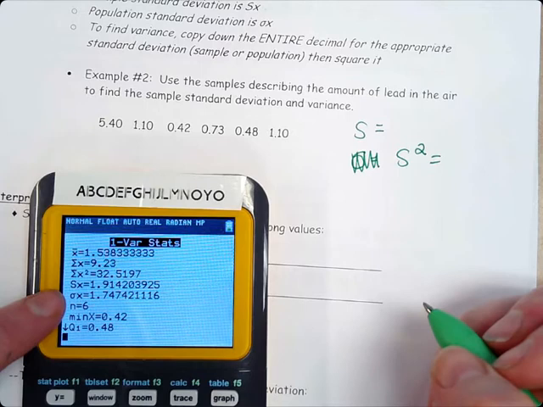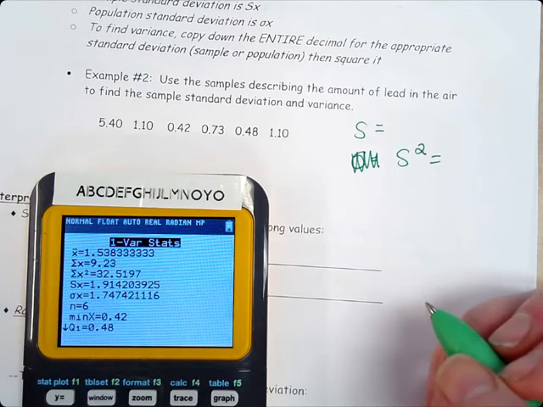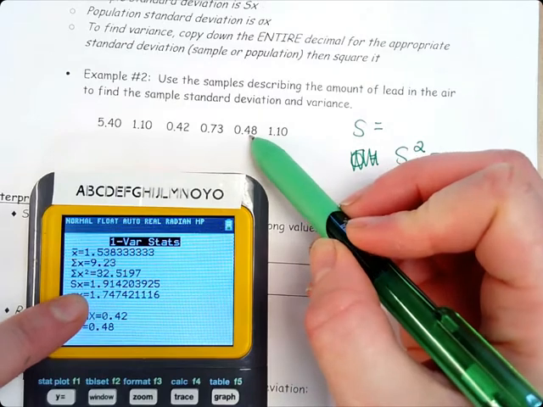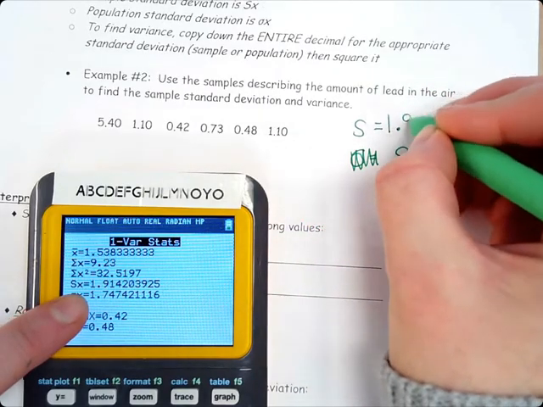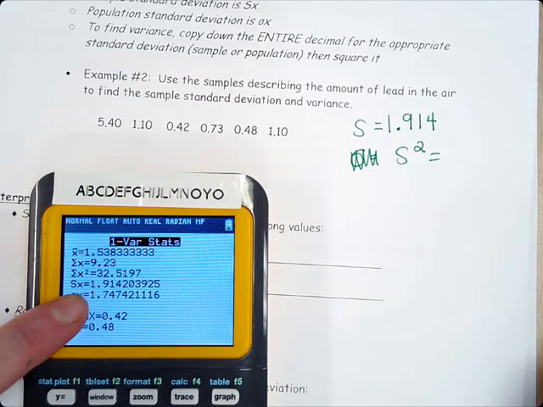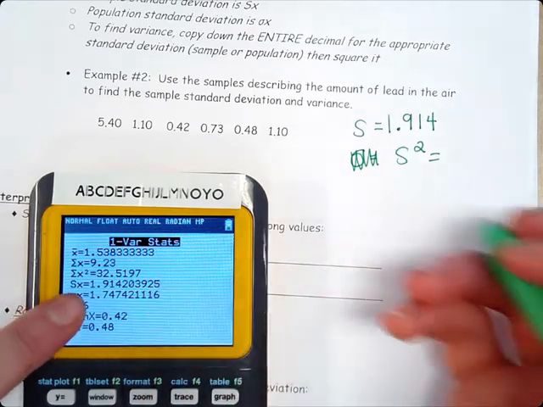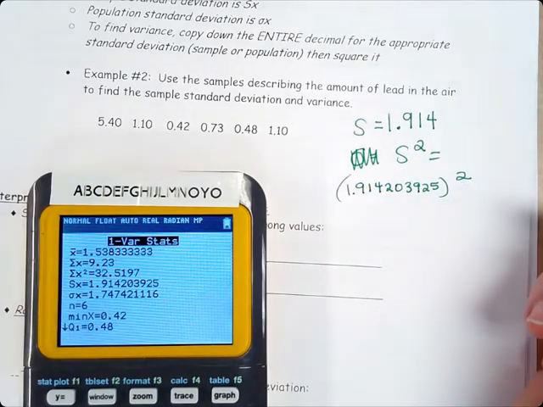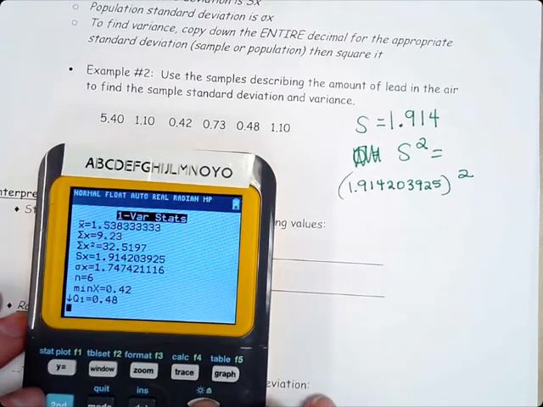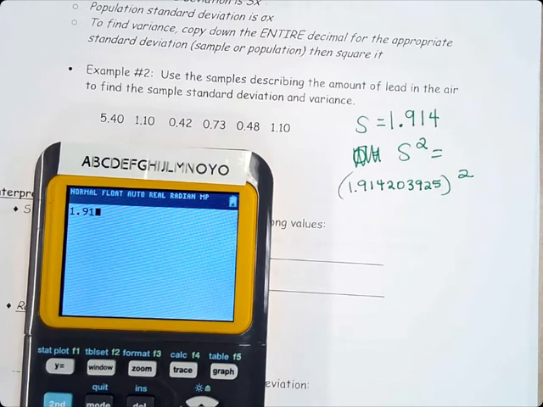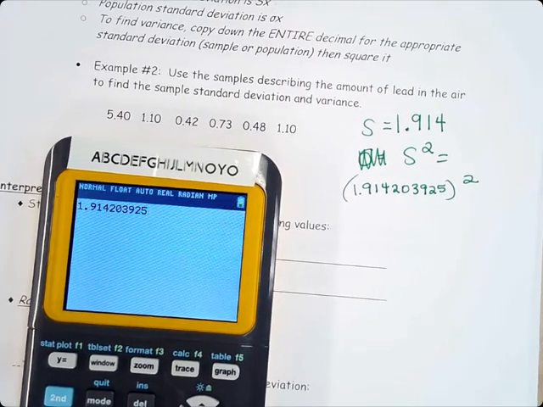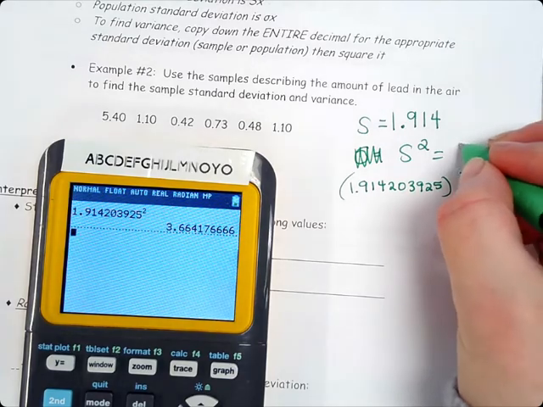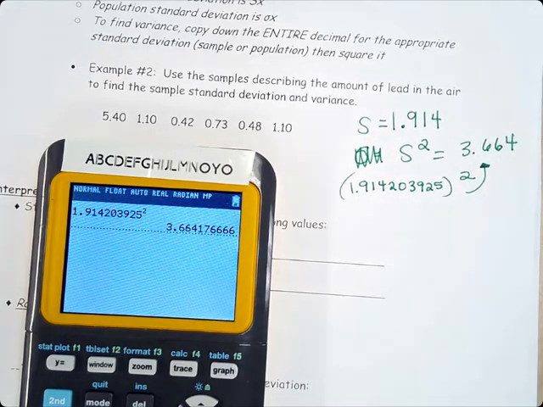Okay, so it gives us S of X. Did y'all get the same thing as me? Yeah? Okay. So if these are two decimal places, I need to go three decimal places on my answer. So 1.914. And then to do my variance, I need to take the whole thing, 1.914203925, and square that. Squared. And so that's for your variance. So it's 3.664.